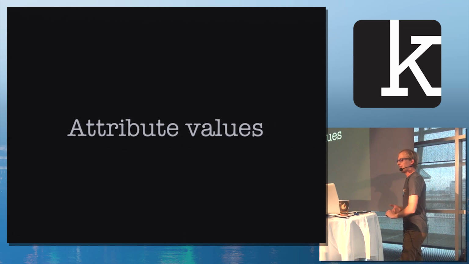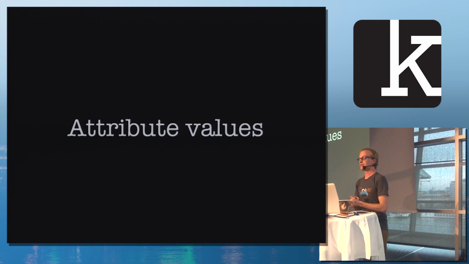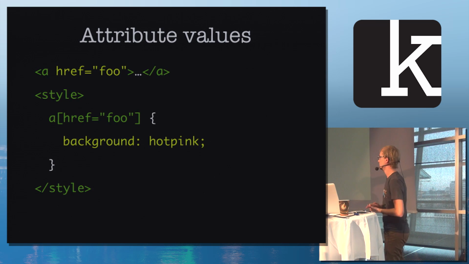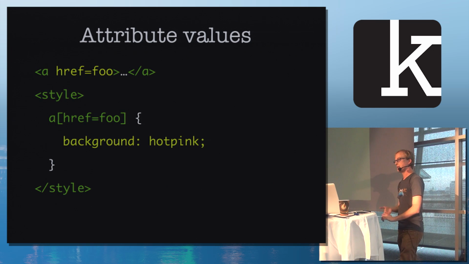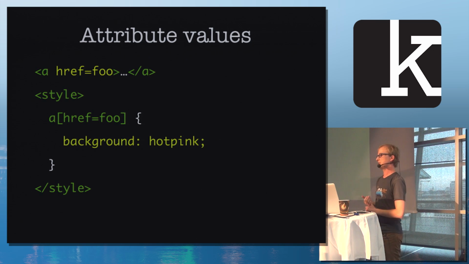Now, another thing I'd like to talk about is attribute values in HTML and CSS. So here's a very simple example. You probably know that in CSS you can select elements based on their attribute values, as you can see here. So we have an A element in HTML, and then use CSS to select that element and give it a nice, beautiful, hot pink background. Now, in this case, you can get away with omitting the quotes, both in HTML and in CSS, as you can see here. And this is still perfectly valid. This still works perfectly fine.